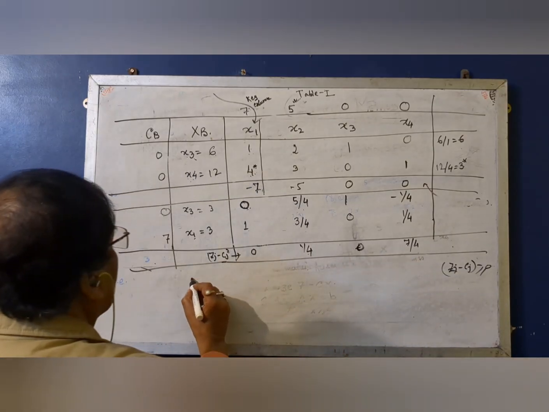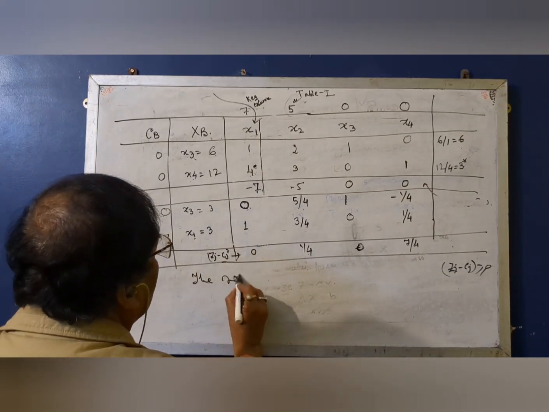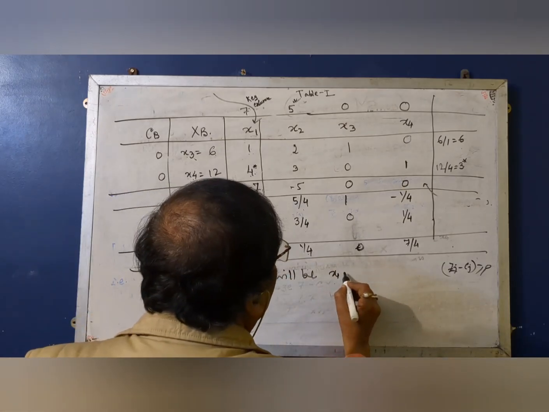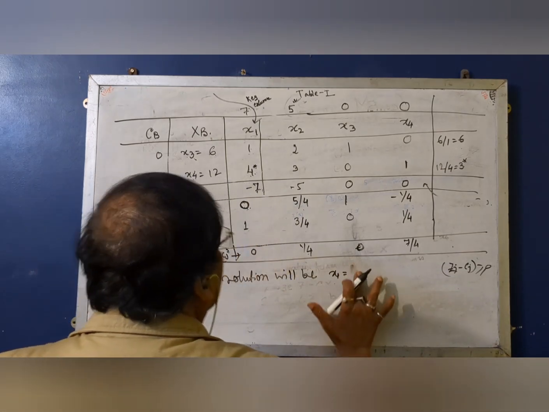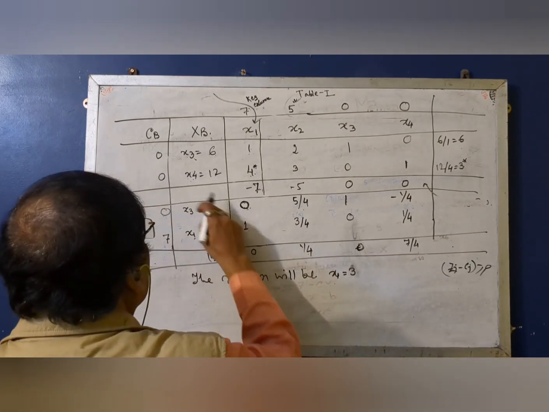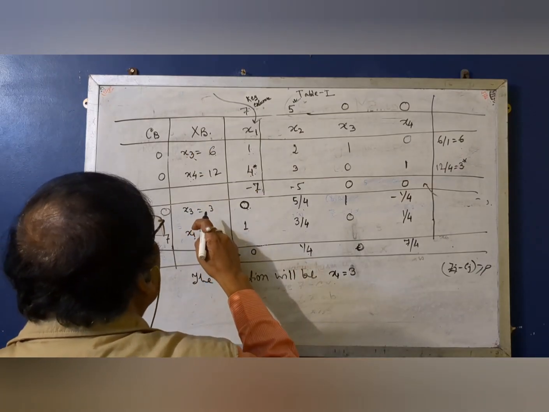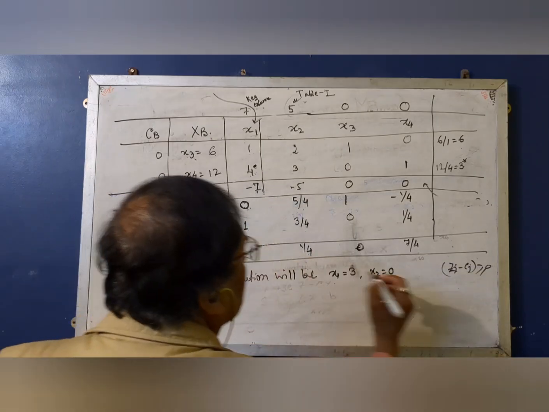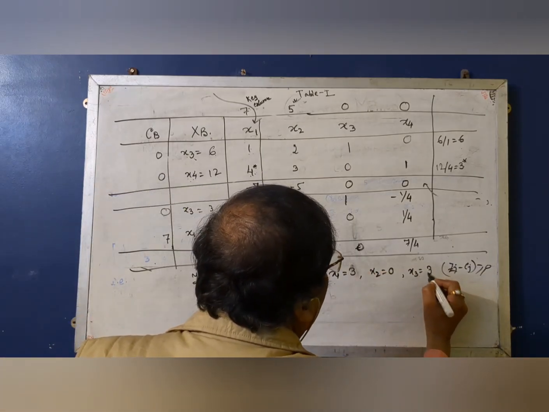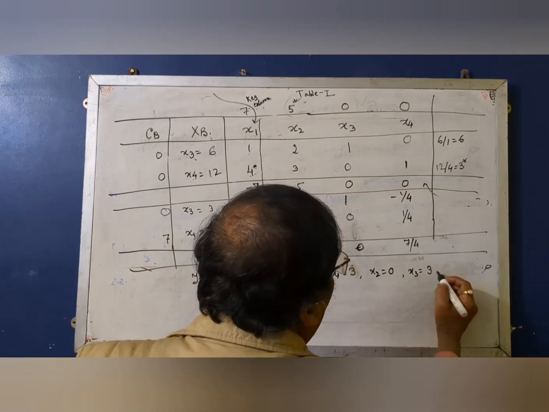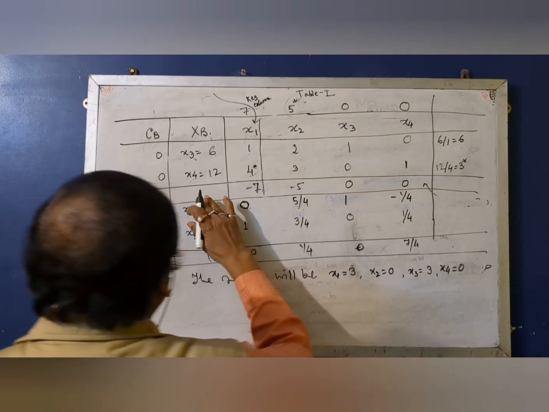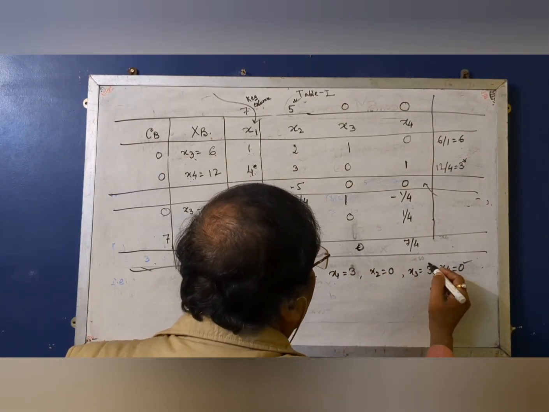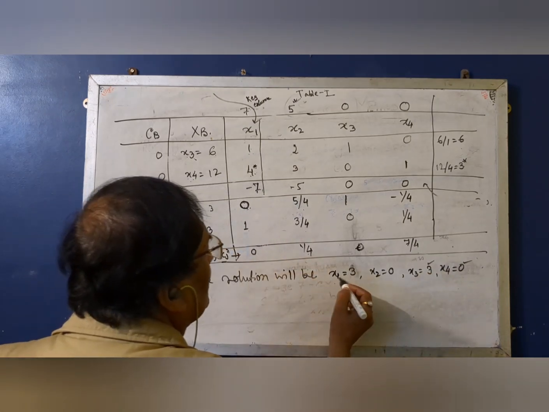And what is the solution? The solution will be x1 is equal to 3, but in this basis variable x2 is not available. This means the value of x2 is 0, x2 is equal to 0, and x3 is equal to 3. x3 is a slack variable, and x4 also, x4 is 0, the one that is not here has value 0, so we put 0 here. And x3 is equal to 3, and x2 is also not there so x2 is 0, x1 is equal to 3.